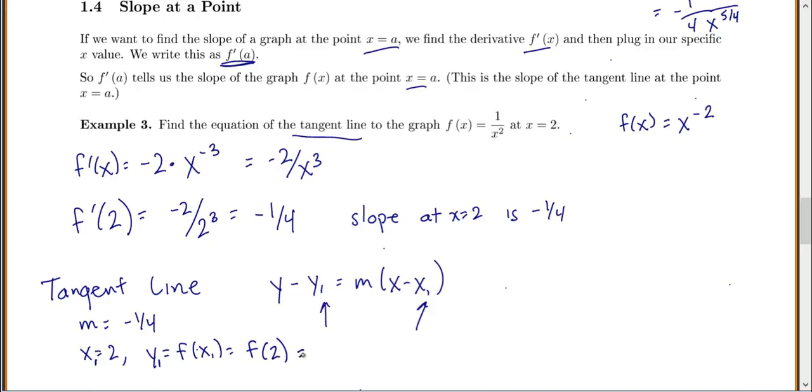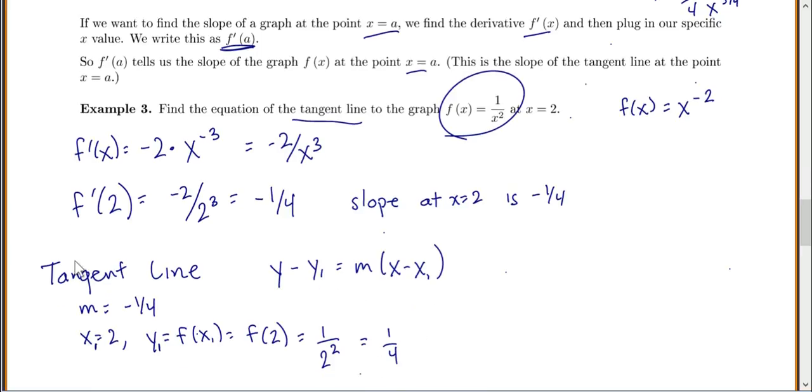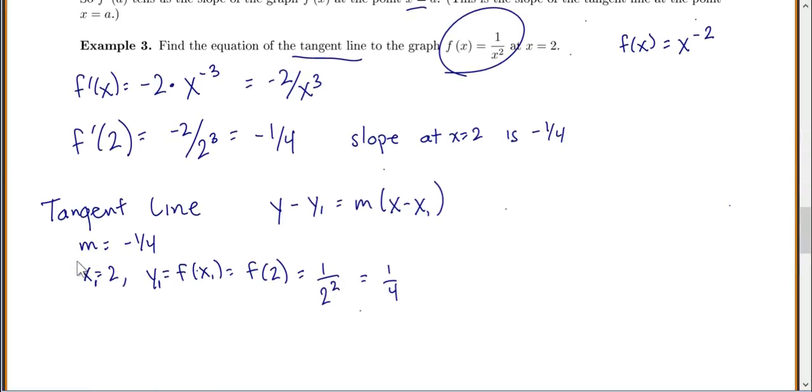That means plug 2 into your original equation, not the derivative, but the original equation. So that's going to be 1 over 2 squared, our original equation. Okay, gives us 1/4. So it's unfortunate that my y value and my slope are very similar. That could be slightly confusing for us here.